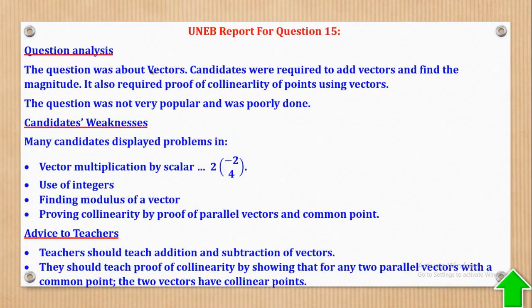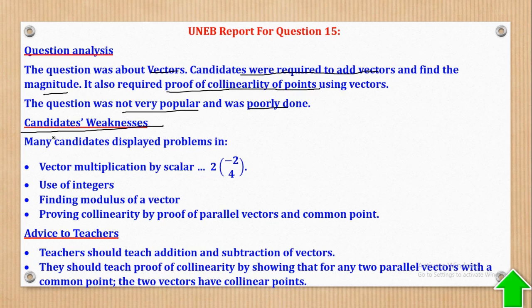So the question was about vectors. Candidates were required to add vectors and find magnitude. It also required proof of collinearity of points using vectors. The question was not very popular and was poorly done.